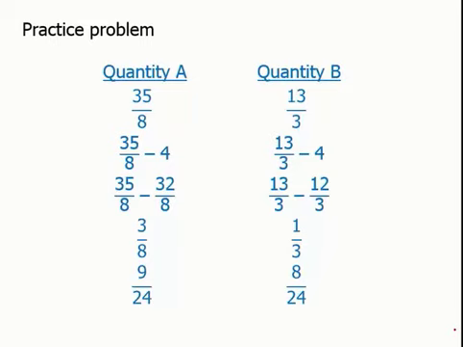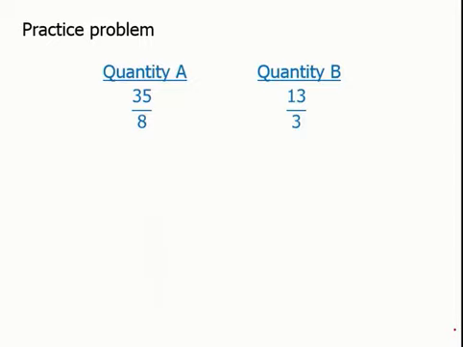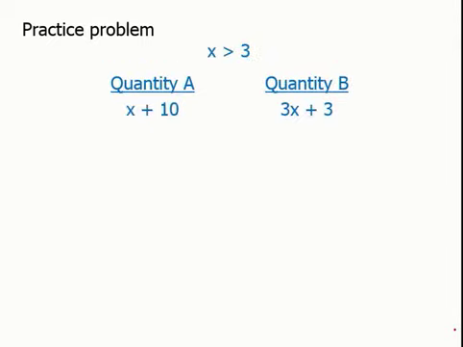Incidentally, when we got to 3/8 compared to 1/3, we also just could have cross-multiplied. And then we'd get 9 on the left, 8 on the right, and again we'd see quantity A is bigger. So it turns out none of those steps change the relationship at all, and so quantity A has to be bigger even in the original. Here's another practice problem. Pause the video and then we'll talk about this.